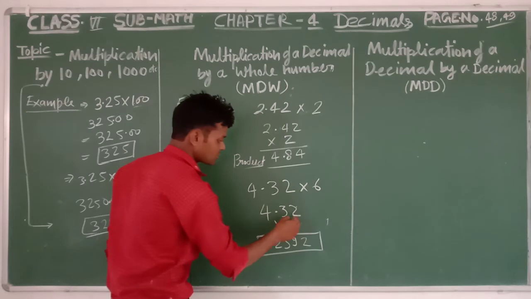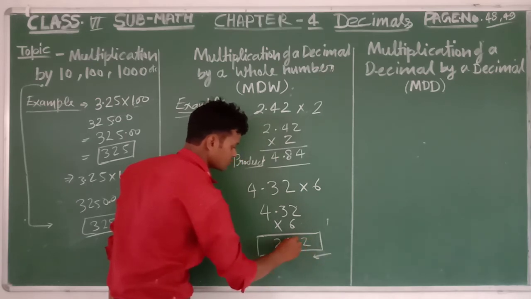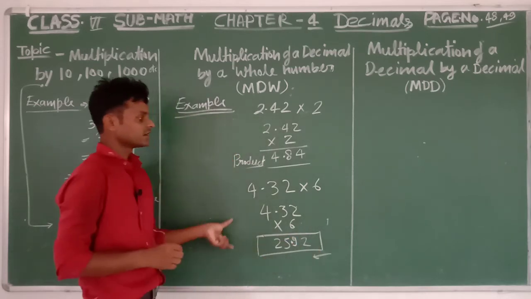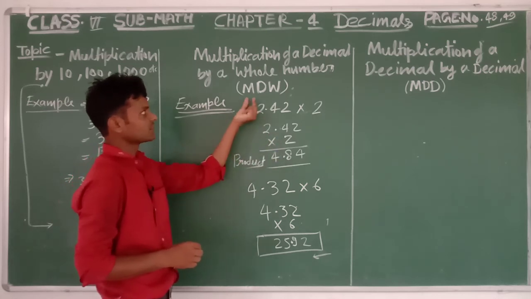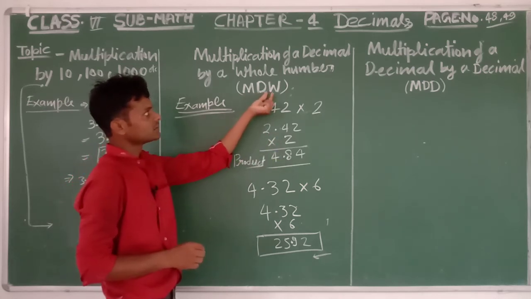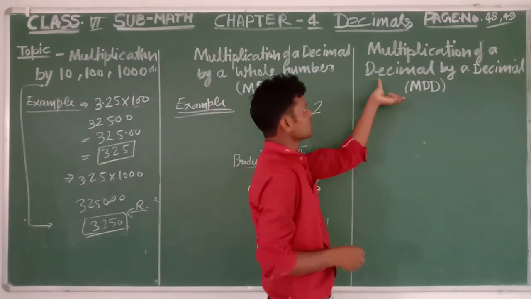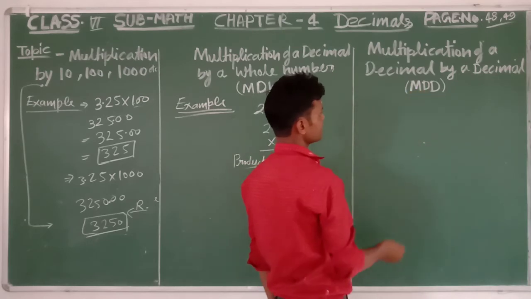So you count the decimal places, 1 2. So you count from the right side in the product, 2 digits, 1 2. Okay, you mark the decimal here. I hope you can understand. This way you can do the product of multiplication of a decimal with whole numbers. So we are going to your third topic, multiplication of a decimal by a decimal number.